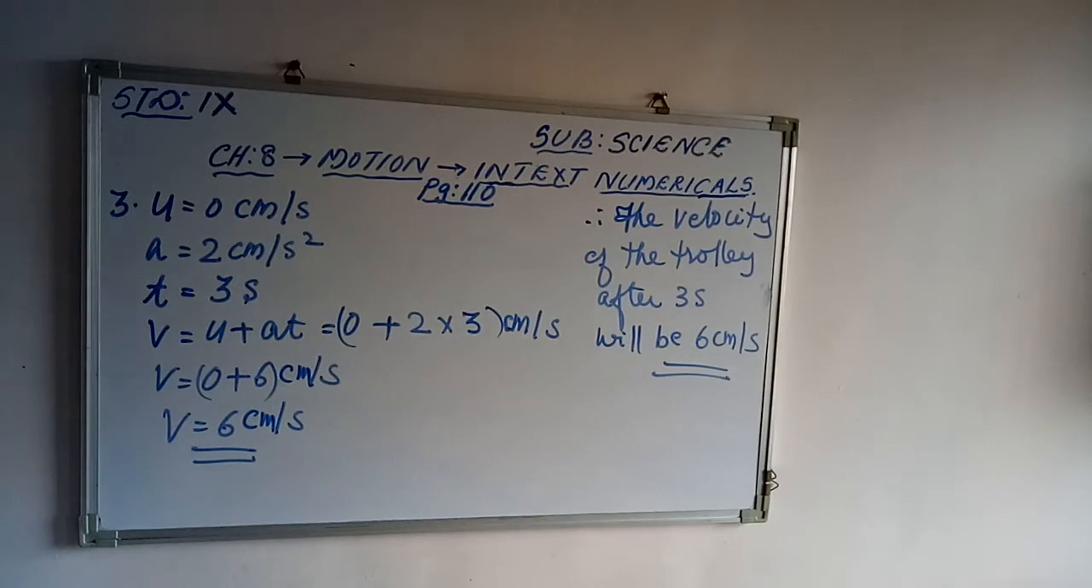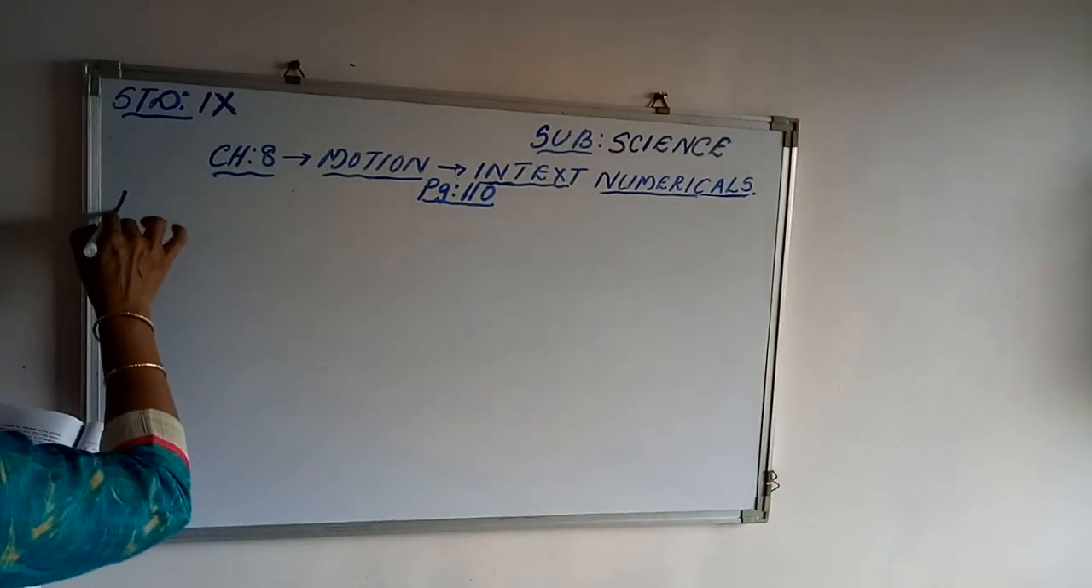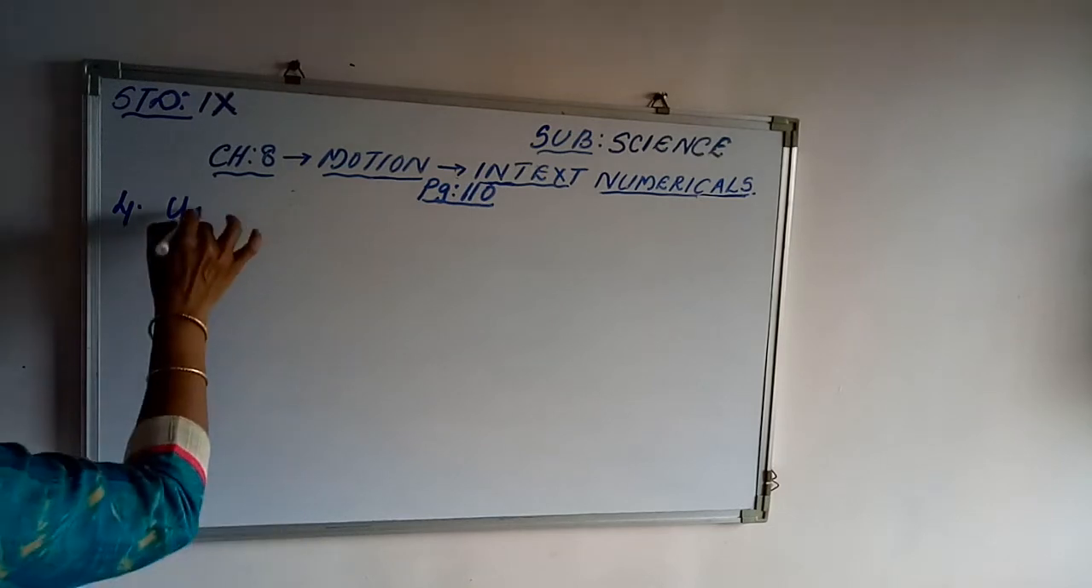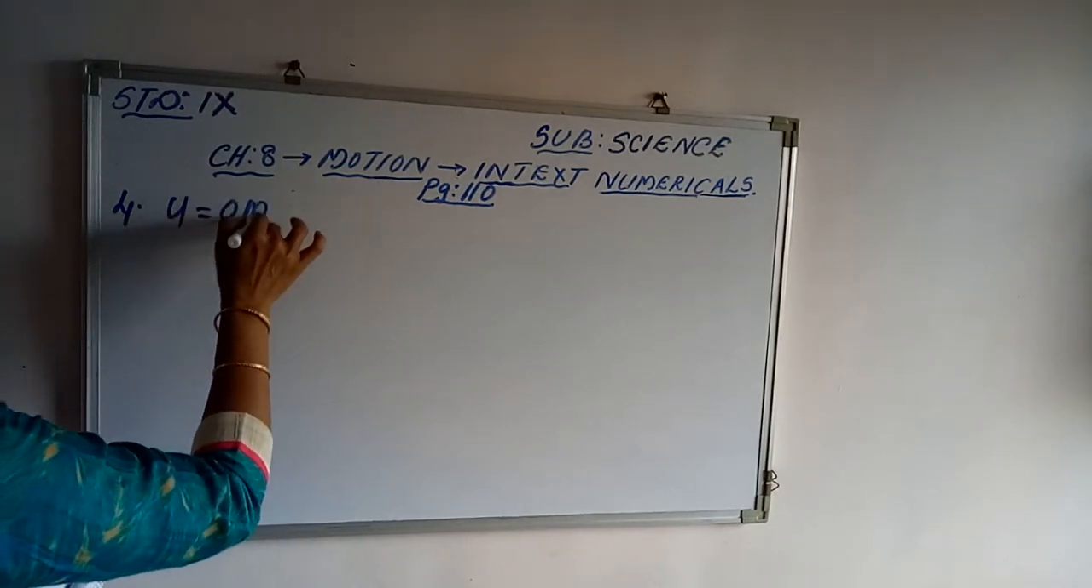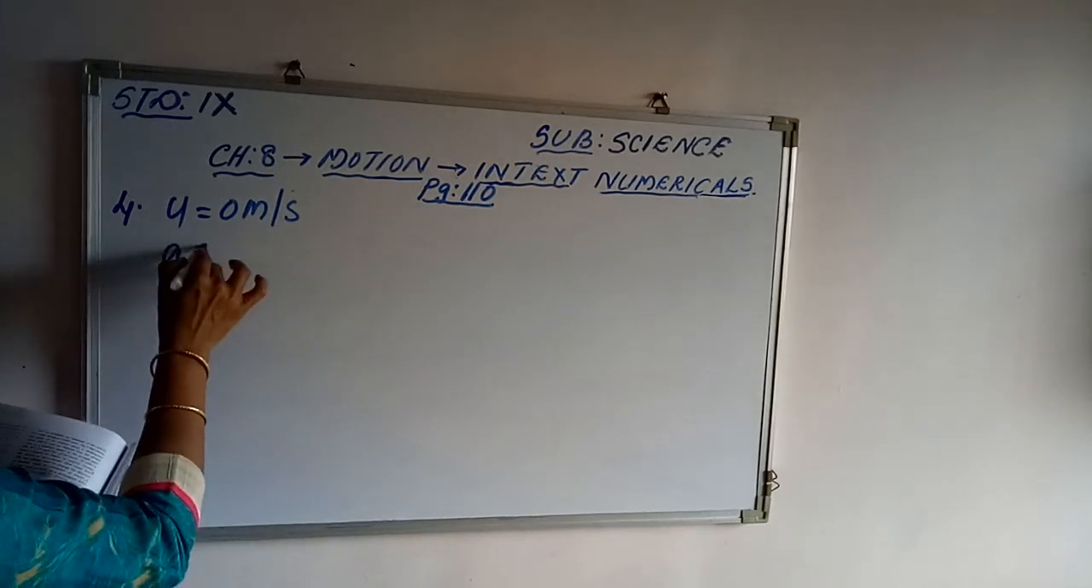Now question 4. In question 4, a racing car has a uniform acceleration of 4 meter per second square. What distance will it cover in 10 seconds after the start? So here the initial velocity. What's the initial velocity? As it has not yet started, so initial velocity u is equal to 0 meter per second. And what about the acceleration a?